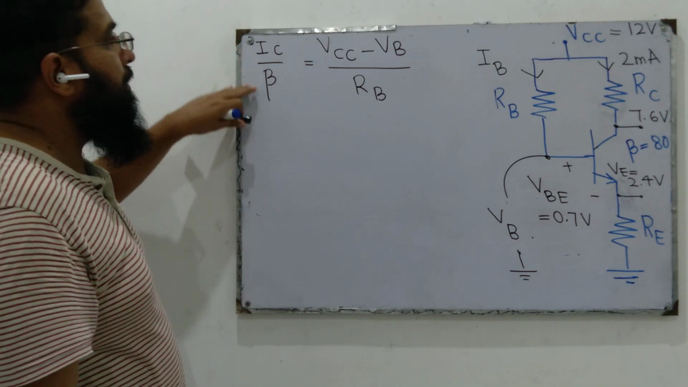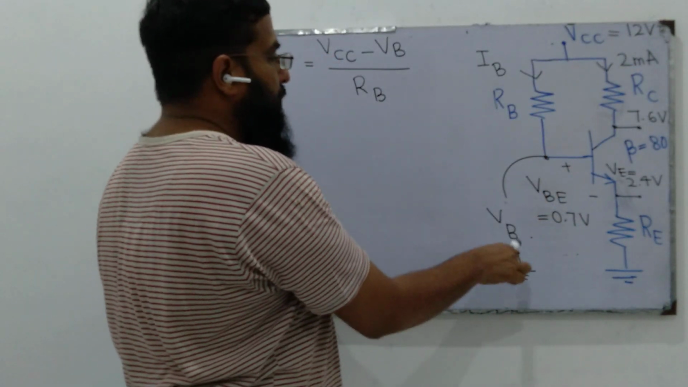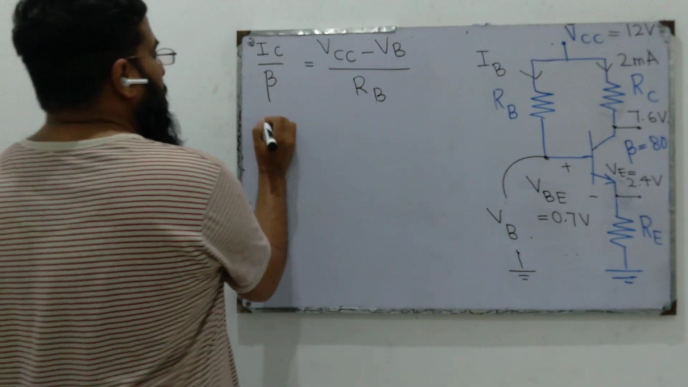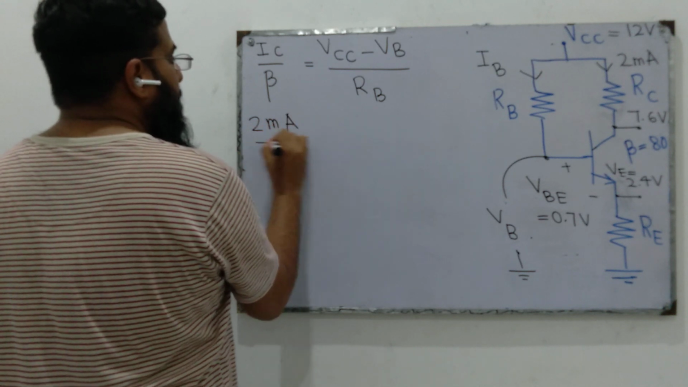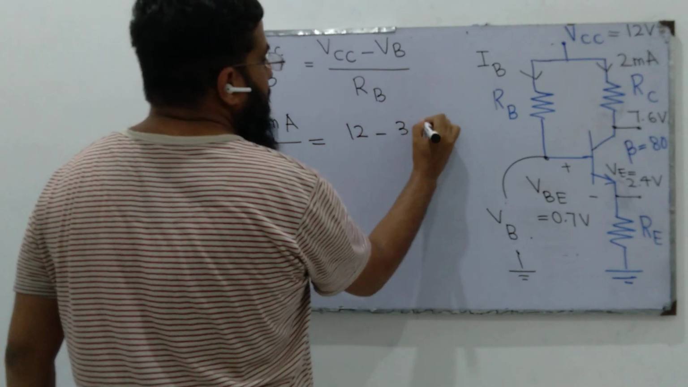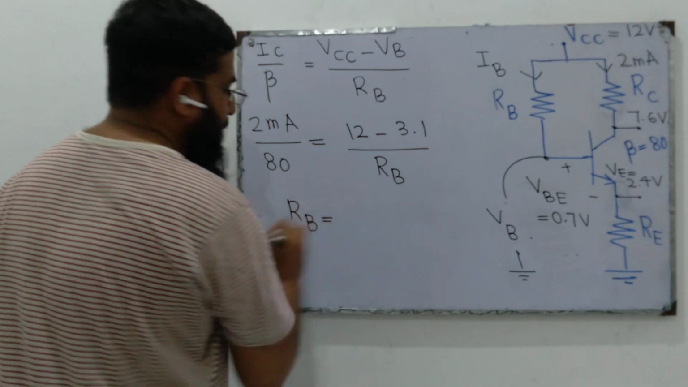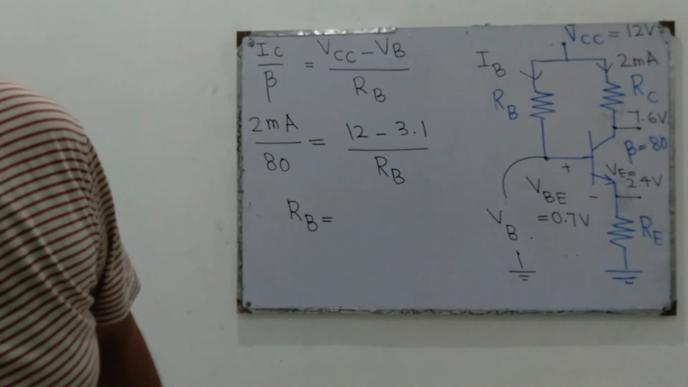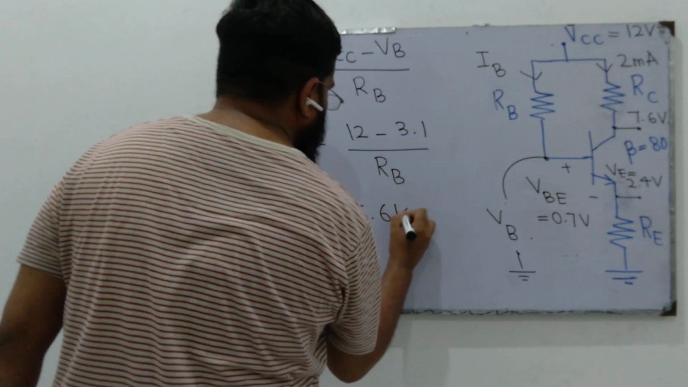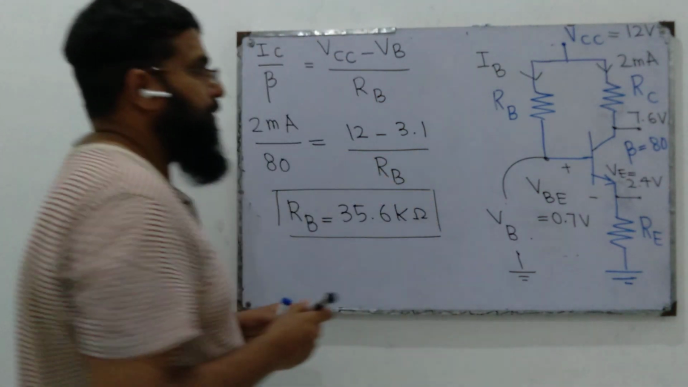So now we know IC, it's 2 milliampere, beta is 80, we know VCC 12 volts, we know VB it's 3.1 volts. So in this equation there is only one unknown. So let's put all these values. 2 milliampere divided by 80 equals 12 minus 3.1 volts, just calculated, divided by RB. So we have only one equation and one variable. If we solve, we yield RB is equal to 35.6 kilo ohms.